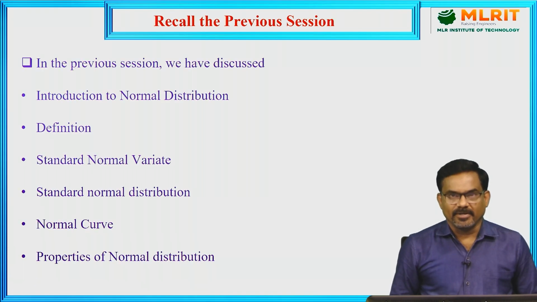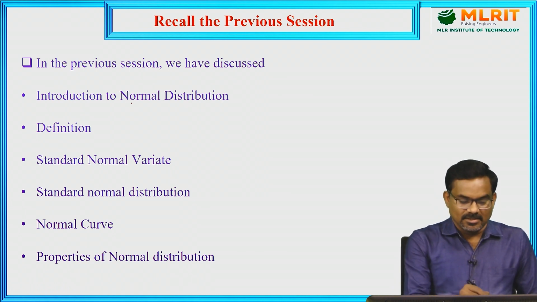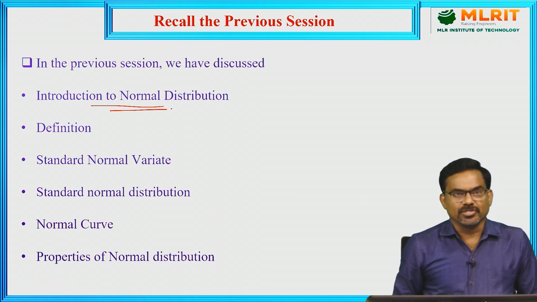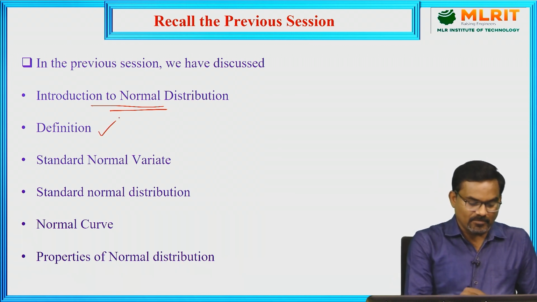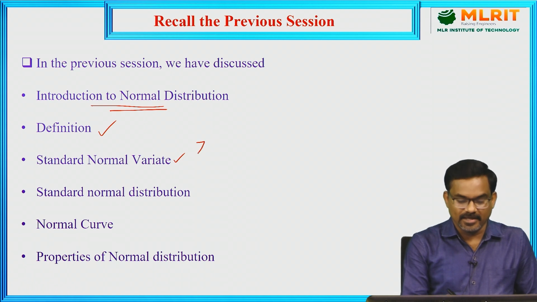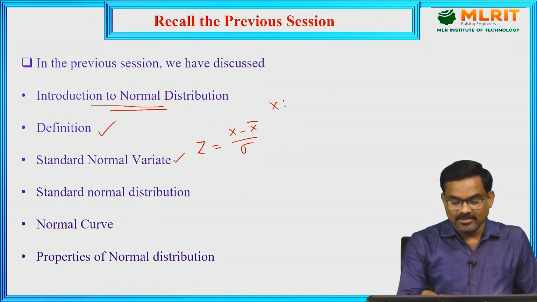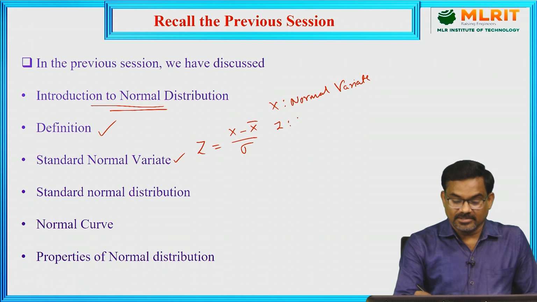Let us recall the previous session. In the last session, we discussed the introduction to normal distribution, the definition of normal distribution, and the standard normal variate given by z equal to (x minus x bar) by sigma, where x is the normal variate and z is the standard normal variate.